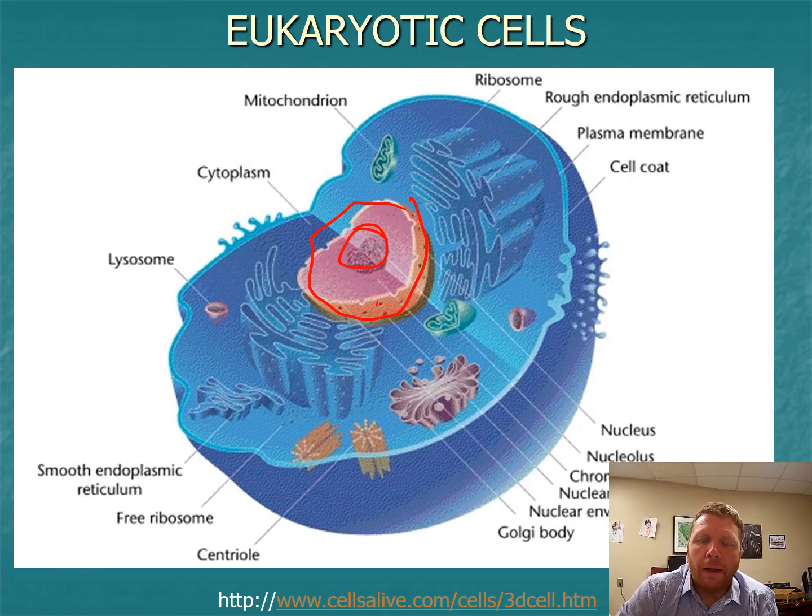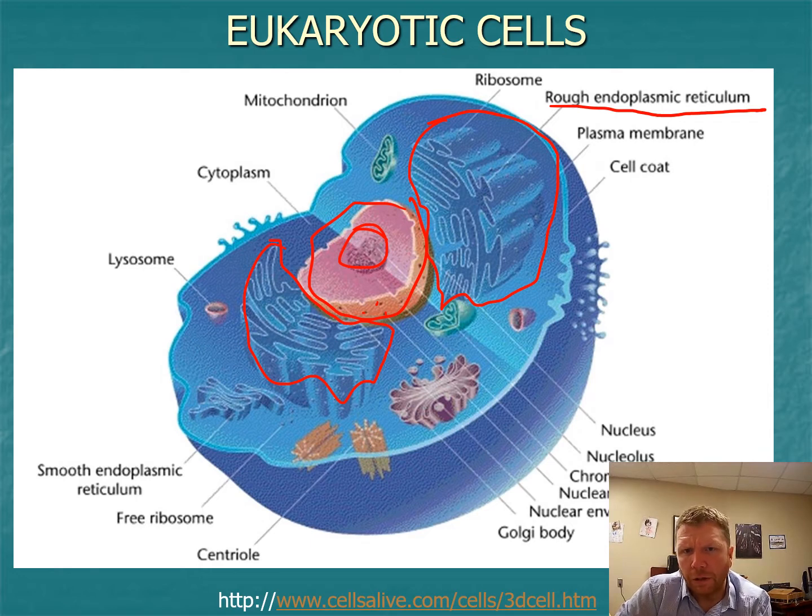So if you go out from the nucleus, one of the first things that you should see is this guy right here and this guy right here. These are the rough endoplasmic reticulum. It's rough because we've got these little blobs, these little dots on the surface of the rough endoplasmic reticulum, and those little dots are ribosomes. So ribosomes are on the surface of the rough endoplasmic reticulum.